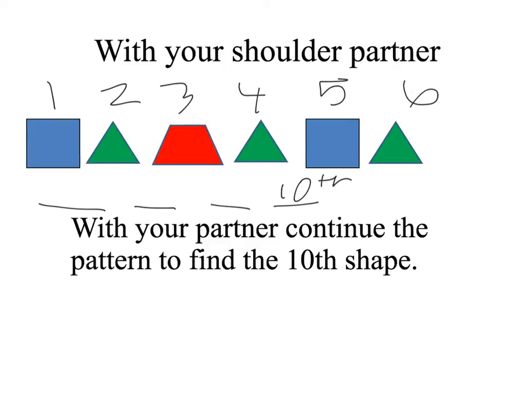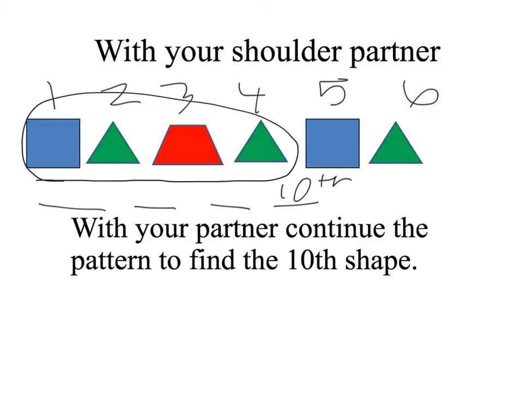So if we look at the pattern, it first starts with a square, then a triangle, then a trapezoid, then a triangle, then a square, then a triangle. What you need to find is the unit that is repeating every single time. So if we look at the shapes, the one thing that we notice is that it is a square, triangle, trapezoid, triangle.